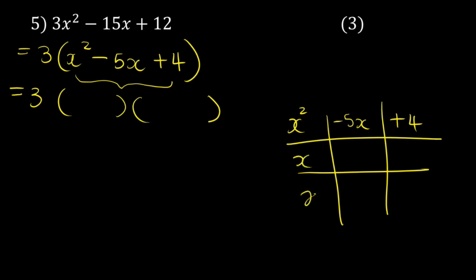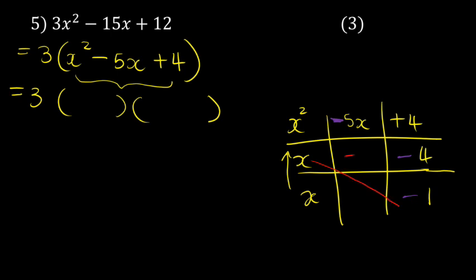So x times x does give me x squared, and then obviously we can use 4 times 1 here because 4 times 1 gives me 4. But let's just sort out the signs. We have a problem, guys. We have a negative here, so we can't use positive for these two numbers. So that means this would be negative and negative. Now negative 4 times negative 1 does give me positive 4. Then we are done.